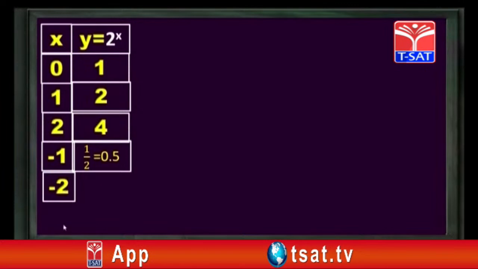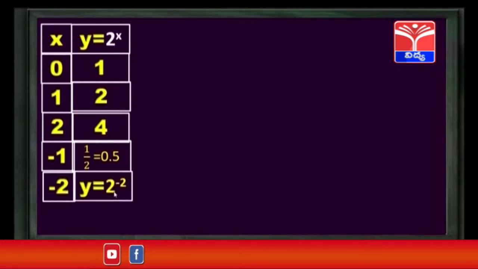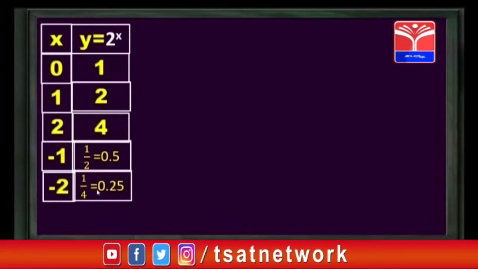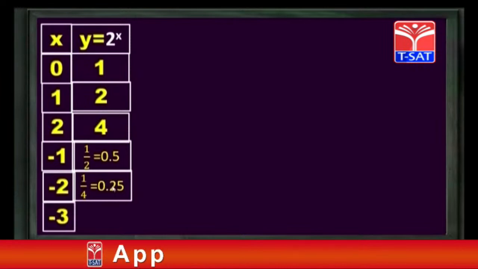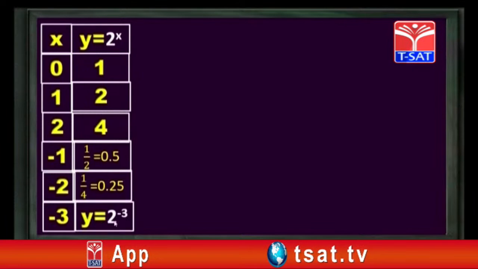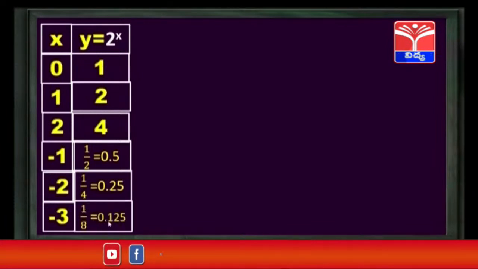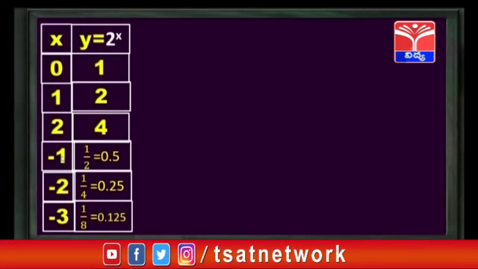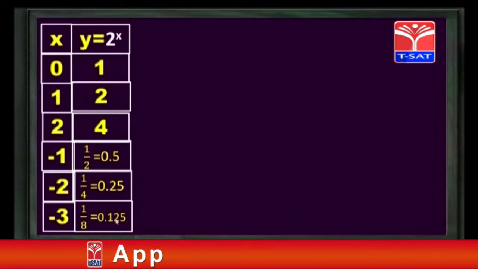If x is equal to minus 2, y is equal to 2 power minus 2, which is equal to 1 by 4, which we can write as 0.25. Now if we take x is equal to minus 3, then y is equal to 2 power minus 3, which is 1 by 8, equal to 0.125. We observe that as the x value is decreasing, the y value is also decreasing, but it will never touch 0.